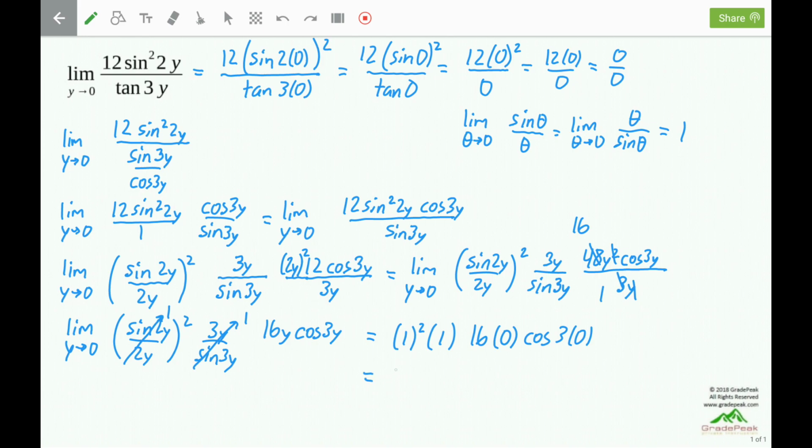Now 1 squared times 1 is 1. 16 times 0 is a 0. And then cosine of 3 times 0 is cosine of 0. 1 times 0 is 0, and then cosine of 0 is a 1. 0 times 1 comes out to 0.